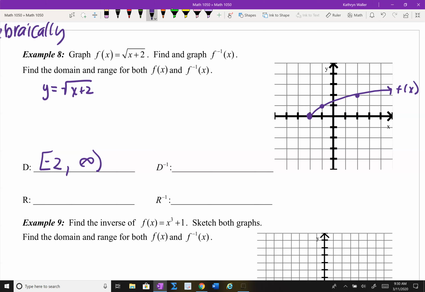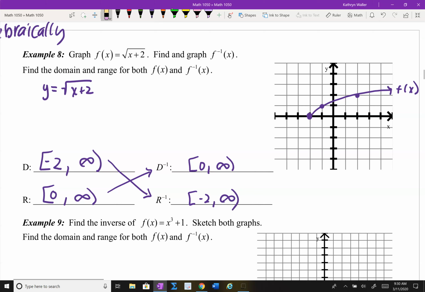Now find the range. Range is y. Start low. What's the smallest y that touches that graph, everybody? 0. Does it actually touch it? Yes, it does. How high up does it go, guys? Forever. Okay, the next step is to find the inverse domain and range by switching. So this guy goes there, 0 to infinity. This guy goes here, -2 to infinity.